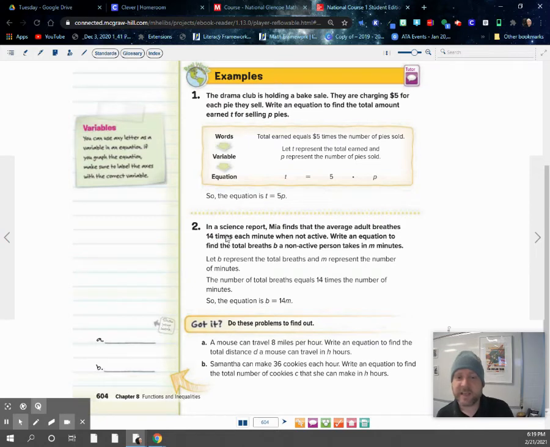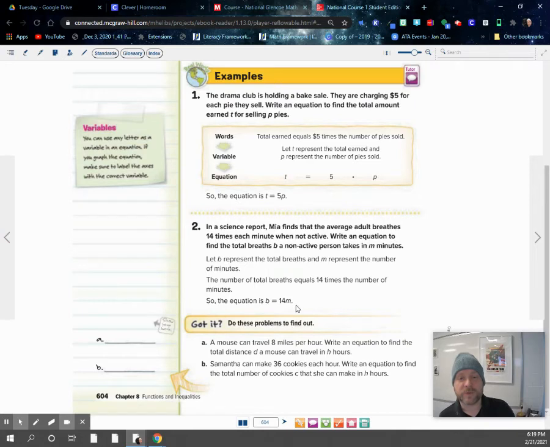Number 2, it says, in the science report, Mia finds that the average adult breathes 14 times each minute when not active. Write an equation that finds the total breaths B a non-active person takes in m minutes. So if I let B represent the total number of breaths and m represent the total number of minutes, the total number of breaths equals 14 times the number of minutes because they breathe 14 times each minute.